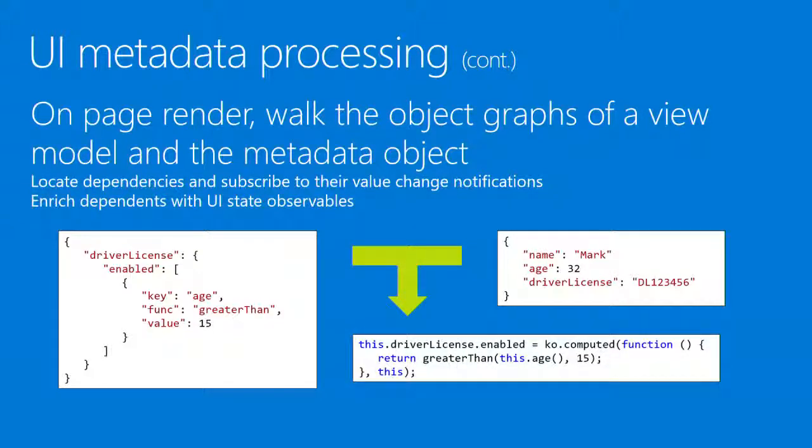So this is what we generate. Well, not really, but this is what generates dynamically at runtime. So this is using Knockout syntax. So I'll just briefly explain this if you're not familiar with Knockout. So what's really going on is that we extend the driver license observable with enabled. And the enabled, we create a new computed observable that returns true or false. And the expression that we used is greater than age 15.